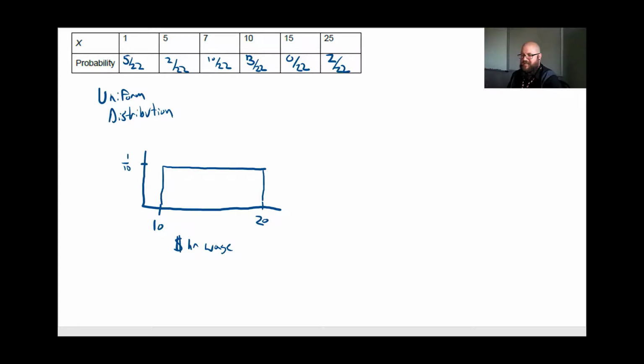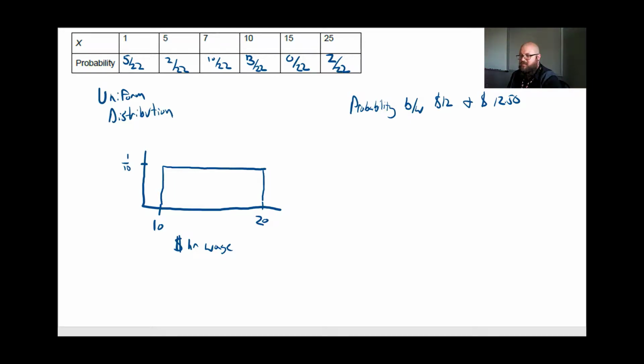So we have a 1/10 height for each one of these, because therefore you'd have the same probability for each amount in here, no matter what it is. So let's think about that. Let's do a probability, let's say the probability that you make between $12 and $12.50.